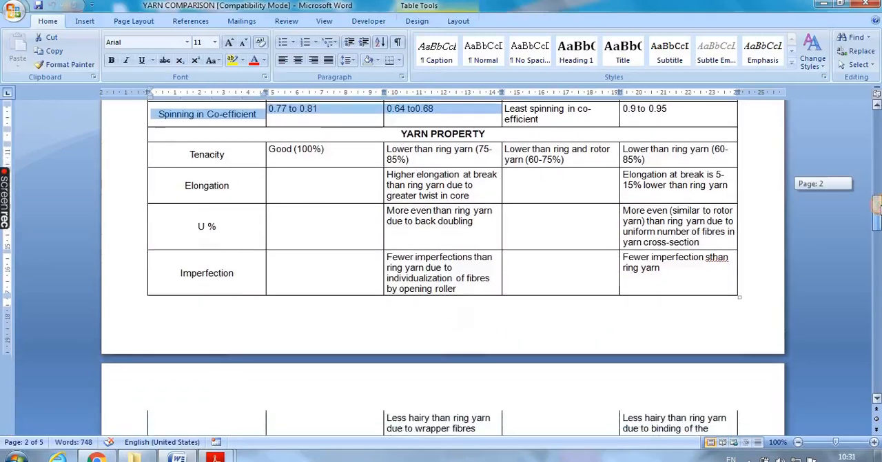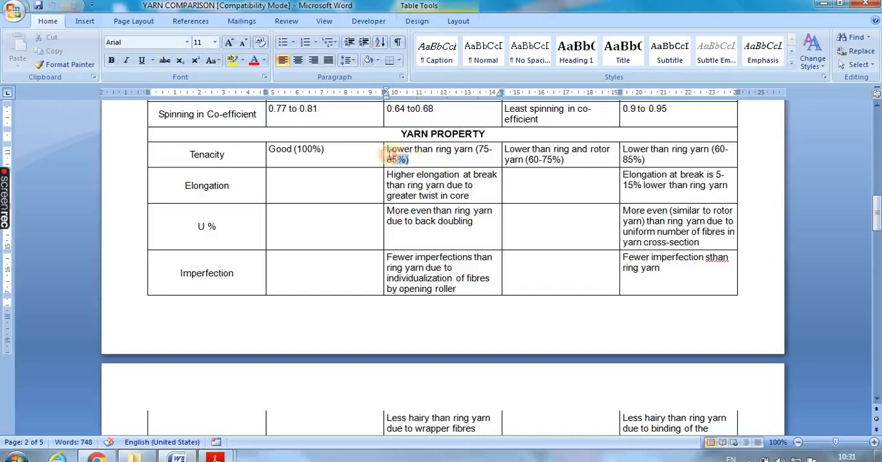Coming to the yarn characteristics, right? We have listed 7 yarn characteristics. So we will see one by one how each behaves in ring and rotor. While comparing the tenacity or strength, rotor yarn is only 75 to 85 percent of ring yarn strength. That is, it is lower by around 15 to 20 percent compared to ring.